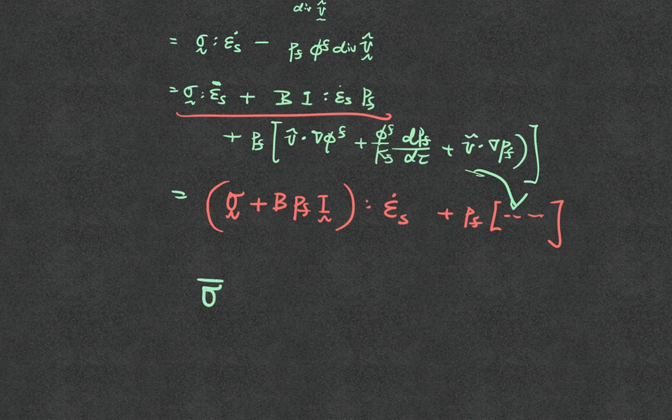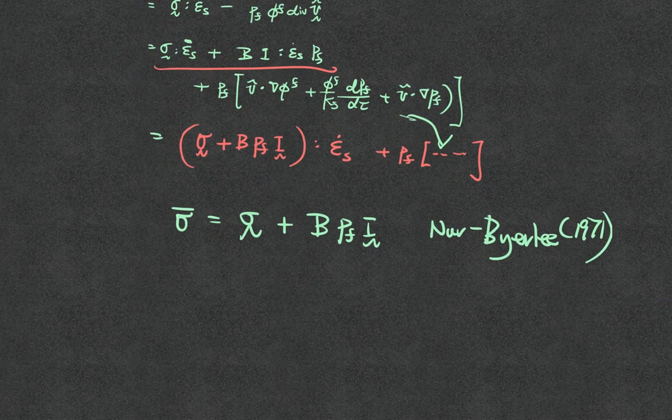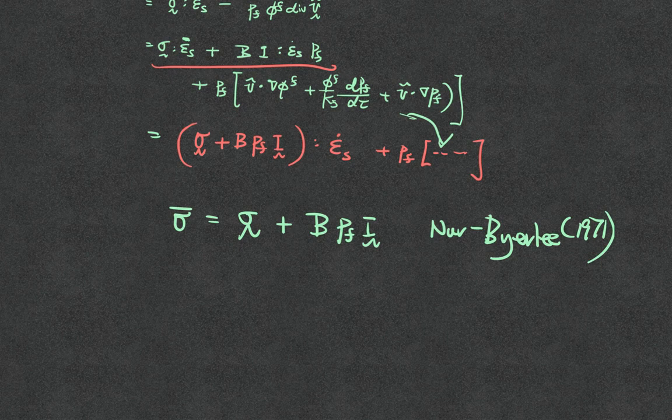The effective stress is actually equal to the total stress plus b p_f. And this is actually from Nur and Byerlee, 1971, highly used in rock mechanics, and is a generalized version of the Terzaghi version of the effective stress principle. So this is Terzaghi's theory.